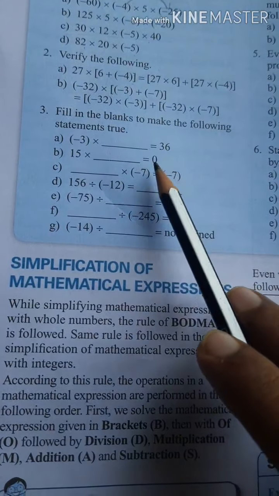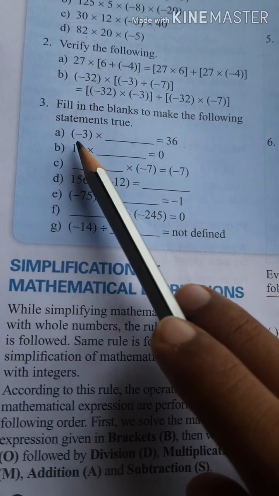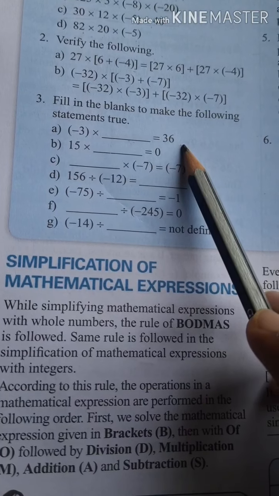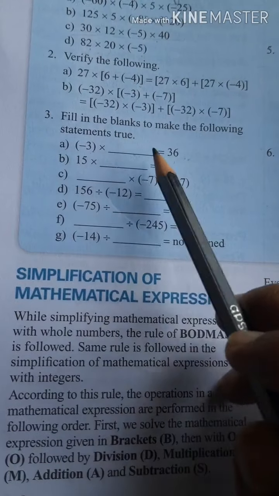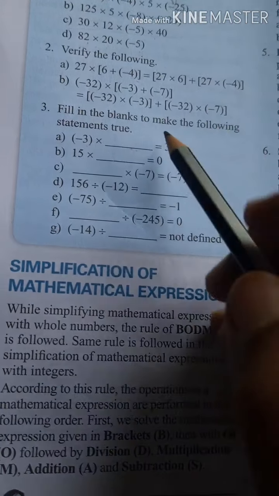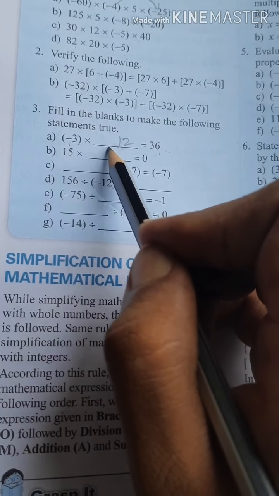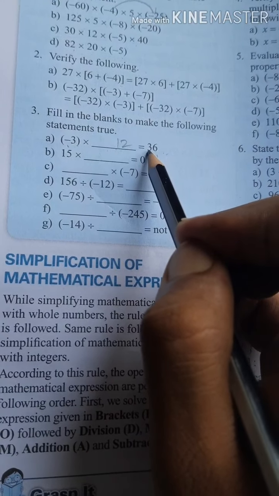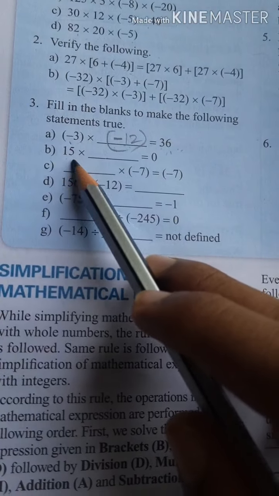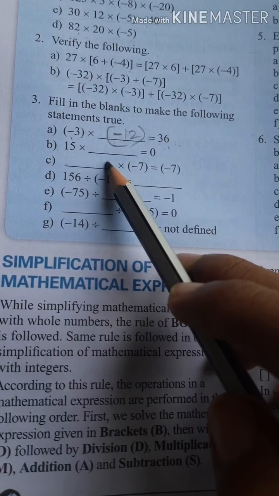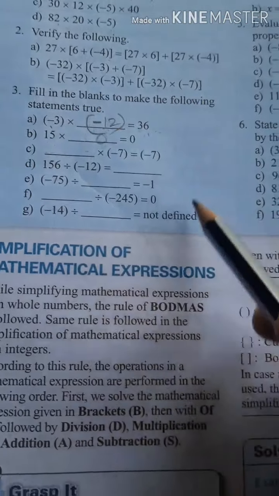Now fill in the blanks. You want to write the answer. For example, minus 3 into what number will I get 36? Check, which means go to the 3 table. 3 into how much will I get 36? 3 12s are 36, but here minus is there. Minus into plus is minus, but here I am getting a plus answer, so I can put minus 12. 15 into dash equals 0. Any number you multiply with what number will you get 0? Here it is 0. Like that you have to solve.